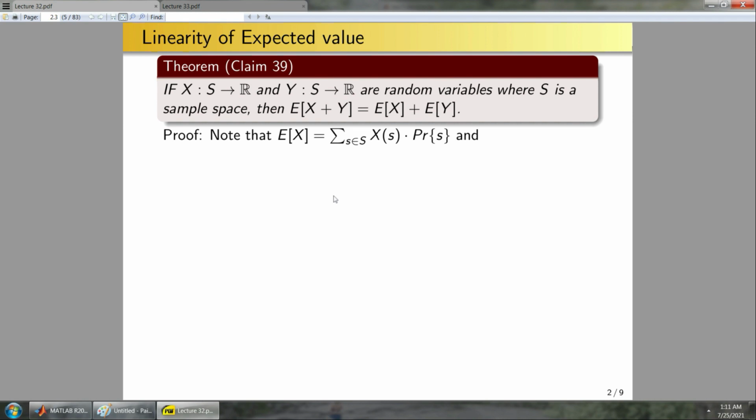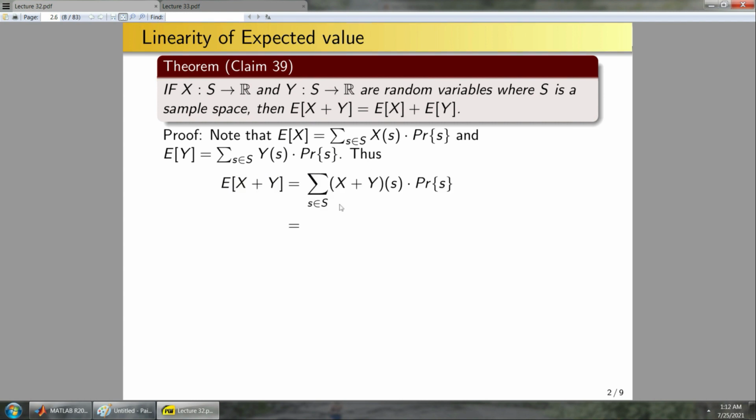Okay, so for the proof, let's first note what these two terms here are. Well, the expected value of x is simply the sum over all s in S of x of s times the probability of s. Similarly, the expected value of y is simply this expression here. Thus, the expected value of x plus y, plugging it into the definition of the expected value, is simply the sum of (x plus y), as a function evaluated at s, times the probability of s. Well, from here, how do I add functions together? This expression here would simply be x of s plus y of s, all times the probability of s.